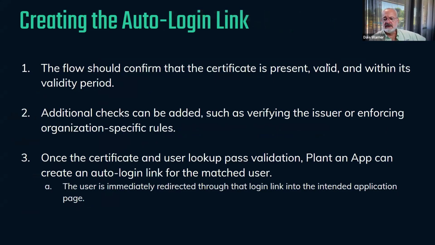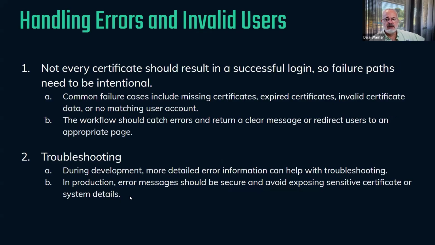So this is, we did this. We made sure that the certificate is present, it's valid, it's within its validity period. When we created the auto login link, you could do more checks. So making sure that the issuer was who you expected it to be, or if there are any other organization-specific rules, you have access to all the fields within the JSON. And so we created the auto login link and it happened automatically.